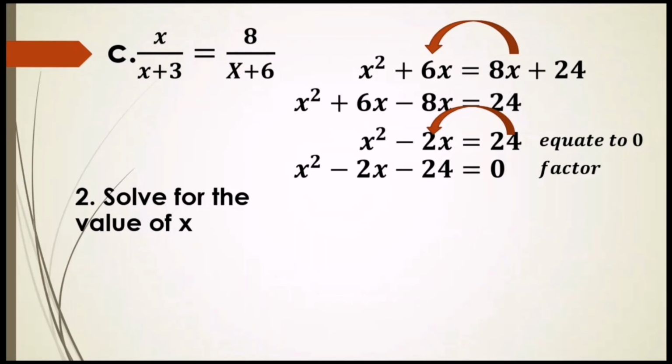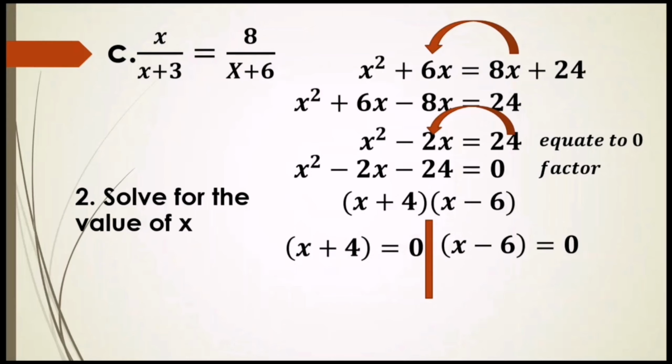Now, after that, we can factor the trinomial. How are we gonna factor it? So as we can see, the factor is x plus 4 and x minus 6. And after you get the factor, we solve for the value of our x. And how are we gonna do that? We equate it to 0 and then transpose.